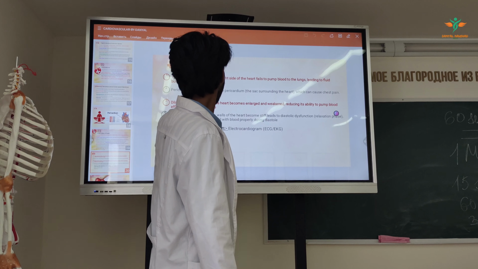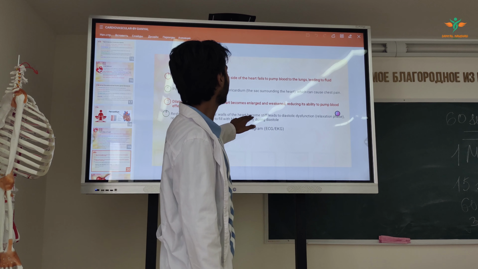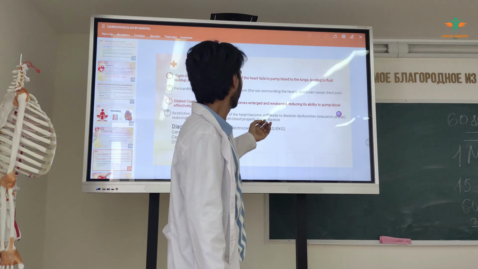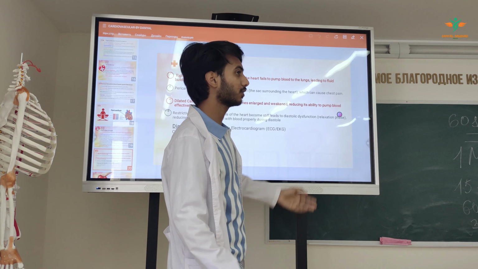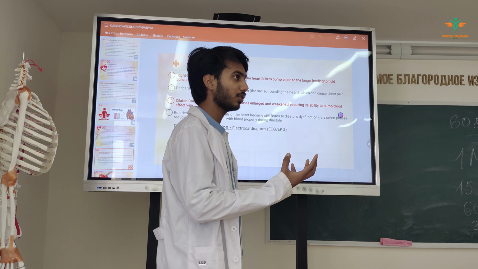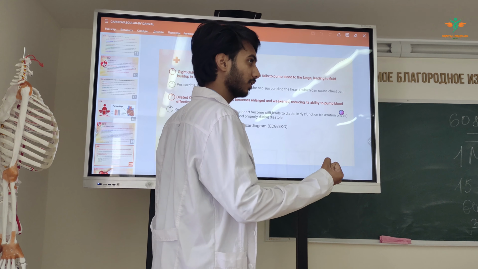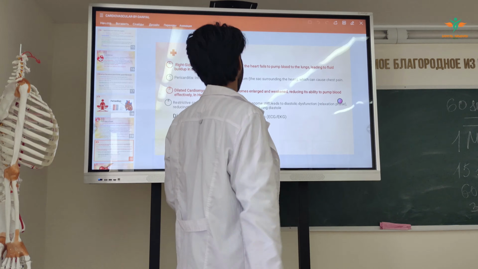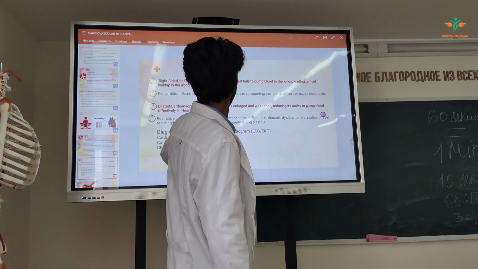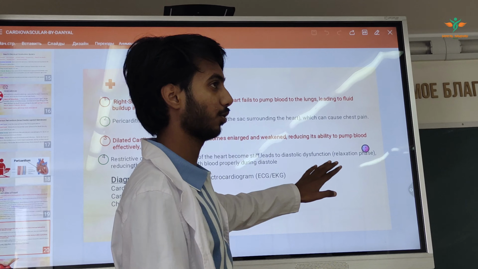Restrictive cardiomyopathy: the wall of the heart becomes stiff and leads to diastolic dysfunction. When the heart is in diastole, the relaxation phase, it stops relaxing, and that's why its ability to fill with blood during diastole is reduced.